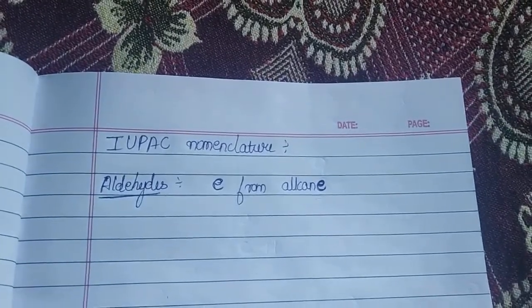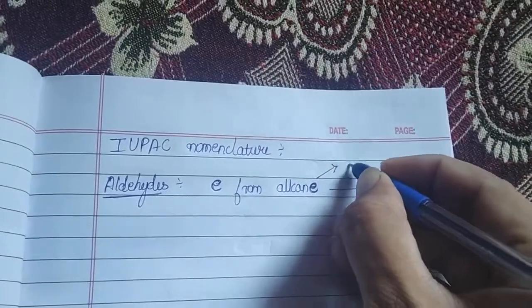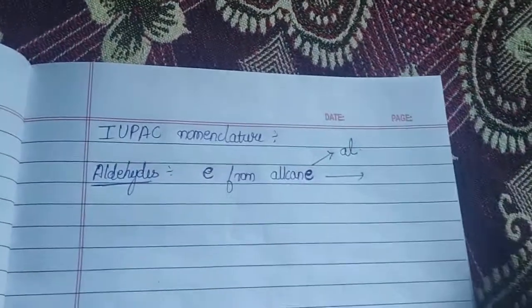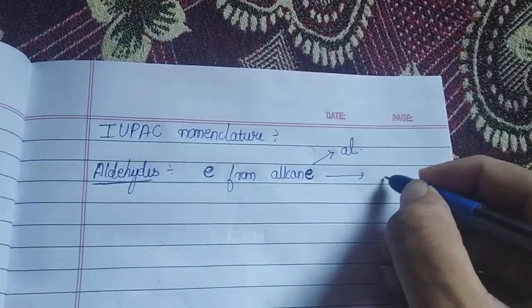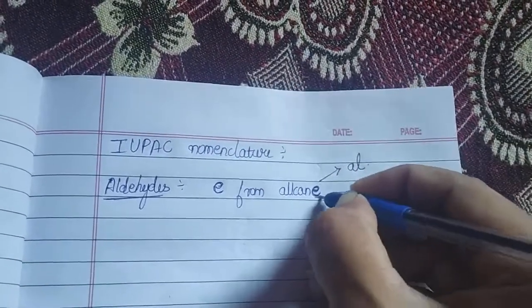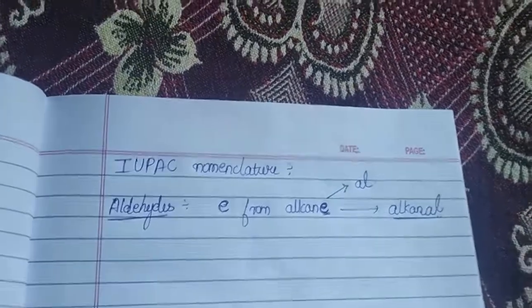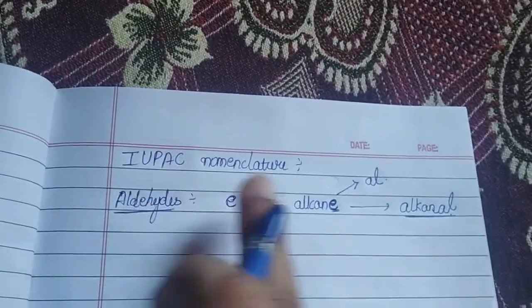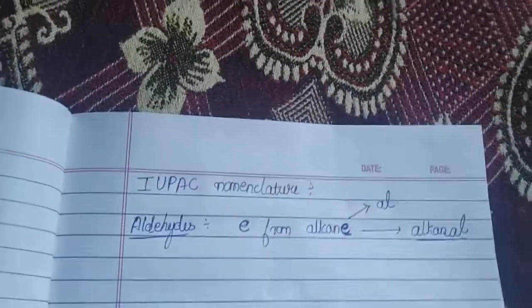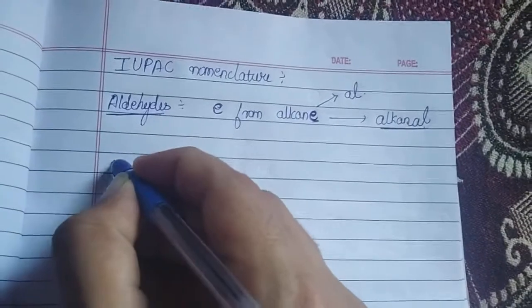In the aliphatic aldehydes, instead of that E, I am going to add Al. What am I going to add? Al. So what can I get? Alkane will be there. Instead of E, I will be having now Al. So alkanal. Very much easier. What we have done: instead of E, we have added Al. Very easy. So let us deal with certain examples.